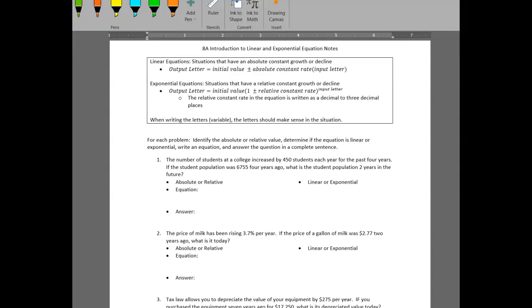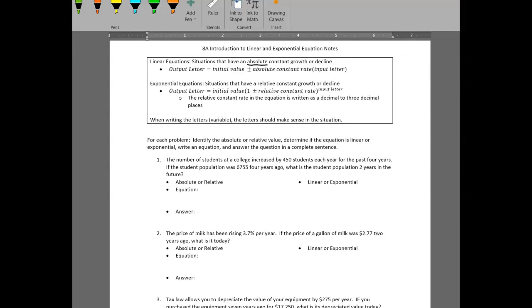So when you write a linear equation, these are situations that have an absolute change. In that equation, you're going to have an output letter, and these letters should represent what we're talking about, so make it make sense. We take the initial value. If our absolute change is increasing, then it's plus that absolute constant change times the input letter. If the absolute change is declining, then we would use the minus sign.